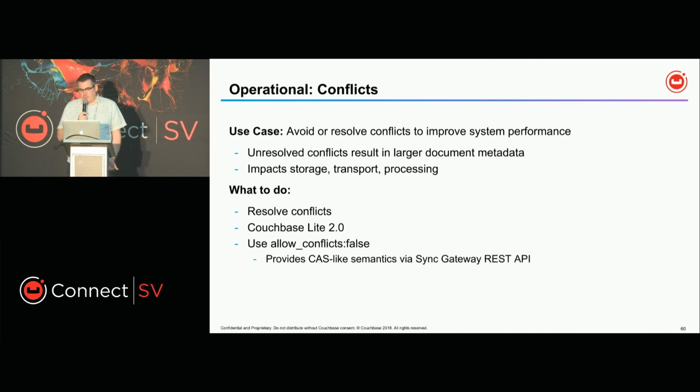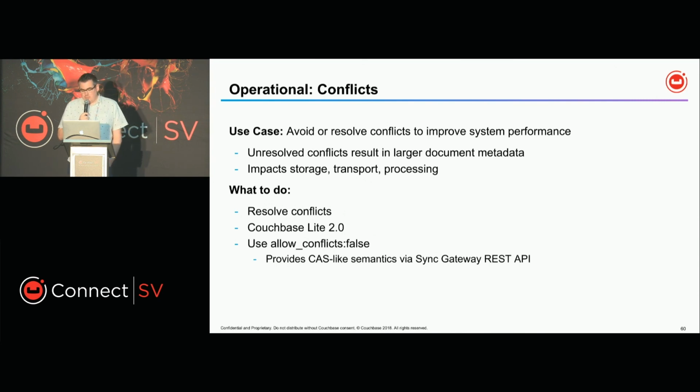So there are three main approaches to dealing with conflicts. One, resolve conflicts, which is something we've always had the ability to do. The second, Couchbase Lite 2.0 auto-resolves conflicts on the Couchbase Lite side. So if you're using Couchbase Lite 2.0, you're no longer creating conflicts in the system. You can get the same behavior through Sync Gateway's REST API by setting allow_conflicts equals false for Sync Gateway.